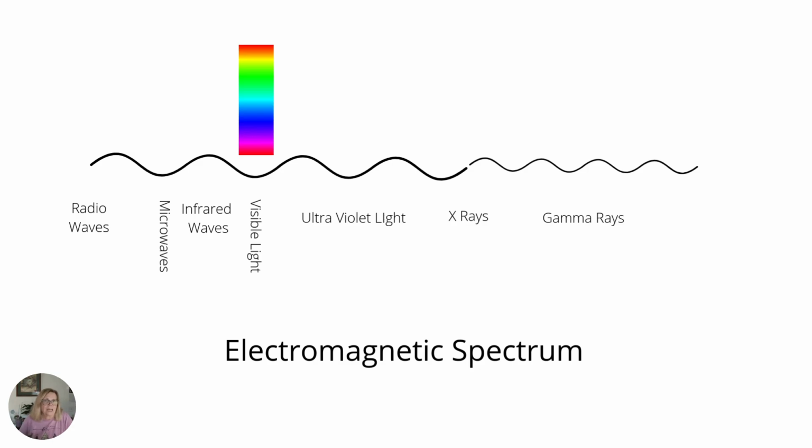But notice that there are other waves on the spectrum that you don't see, but we do know they're there because we can detect them with different devices. So, for example, a radio wave we detect with a radio. Microwaves, infrared waves, ultraviolet light, we have different ways that we either use sensing glasses or we use machines to be able to detect these things. And then of course x-rays with an x-ray machine and gamma rays. So this is known as the electromagnetic spectrum. Gamma rays are the shortest wavelengths and radio waves are the longest wavelengths.